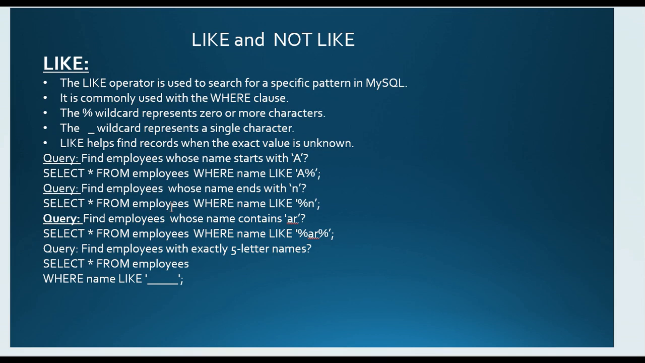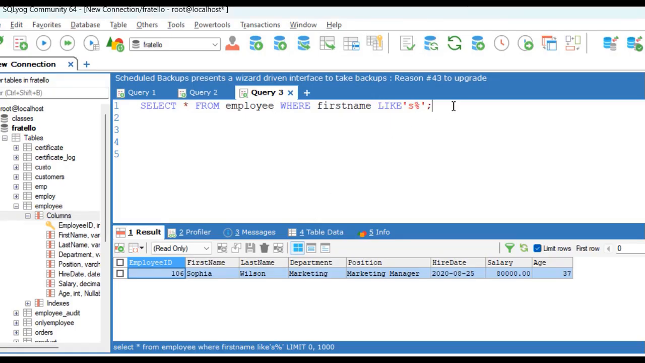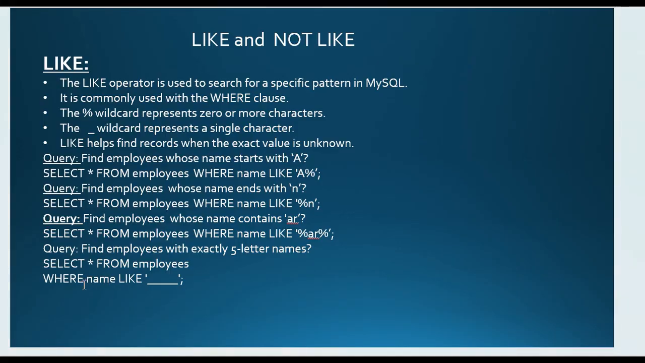Next one, find the employees whose name ends with N. Again, the difference is, if you define the percent symbol after the characters, it will display names that start with those characters. If you define the percent symbol before the characters, it will display names that end with N. Not only N, whatever you have specified, it will display accordingly.